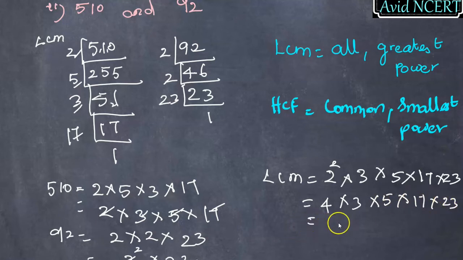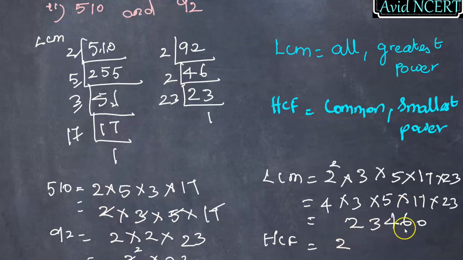The answer will be like 23,460. And for HCF, we have to write only the common factors. Common factor is only 2 and the smallest power for 2 is 1. So HCF equals 2. So we got LCM as 23,460 and HCF as 2.